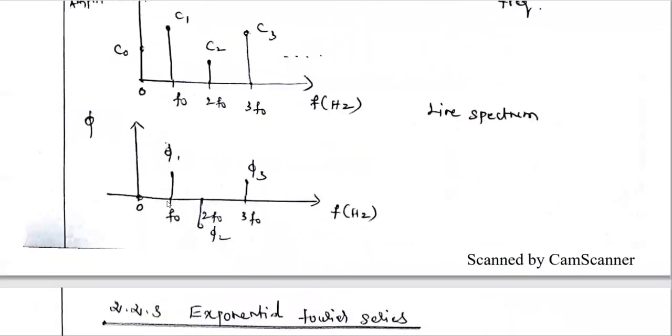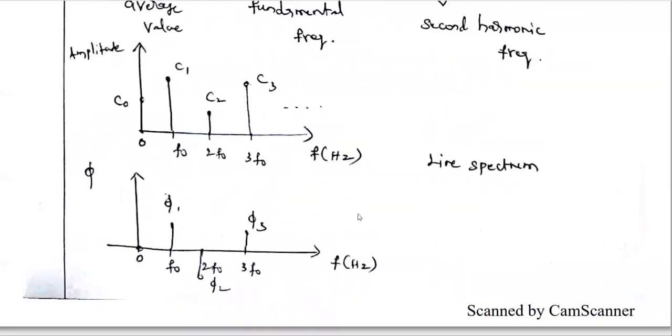So we may draw this. Similarly, the angles phi 1, phi 2, phi 3. So this is said to be the line spectrum.